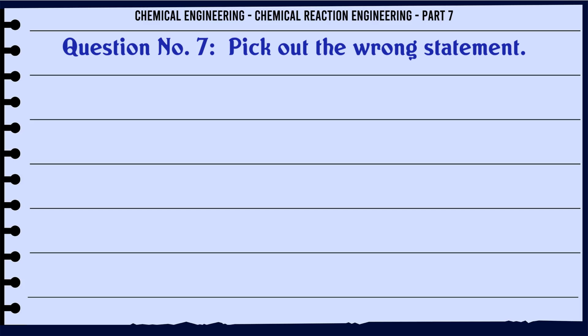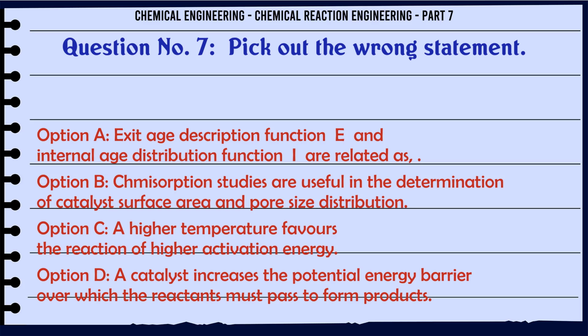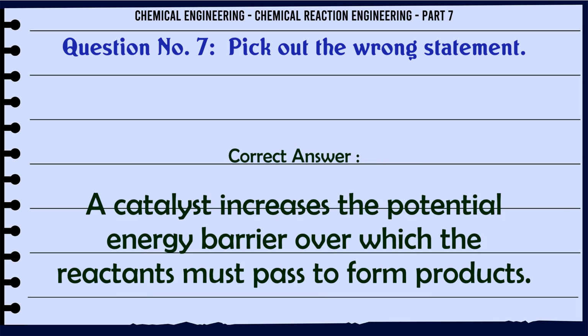Pick out the wrong statement. A. Exit age distribution function E and internal age distribution function I are related as ___. B. Adsorption studies are useful in the determination of catalyst surface area and pore size distribution. C. A higher temperature favors the reaction of higher activation energy. D. A catalyst increases the potential energy barrier over which the reactants must pass to form products. The correct answer is: a catalyst increases the potential energy barrier over which the reactants must pass to form products.